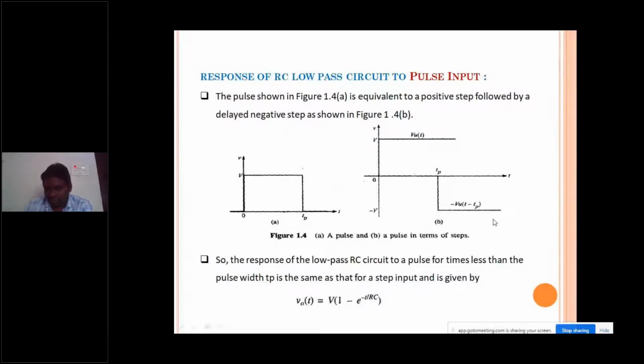So if I divide this pulse input into two different inputs, one is like a step input, and the other is like a delayed negative step input. So this has two parts, and each is a step input, which means this pulse input is a step input plus a delayed negative step input, which we are applying in this format to the low pass circuit.